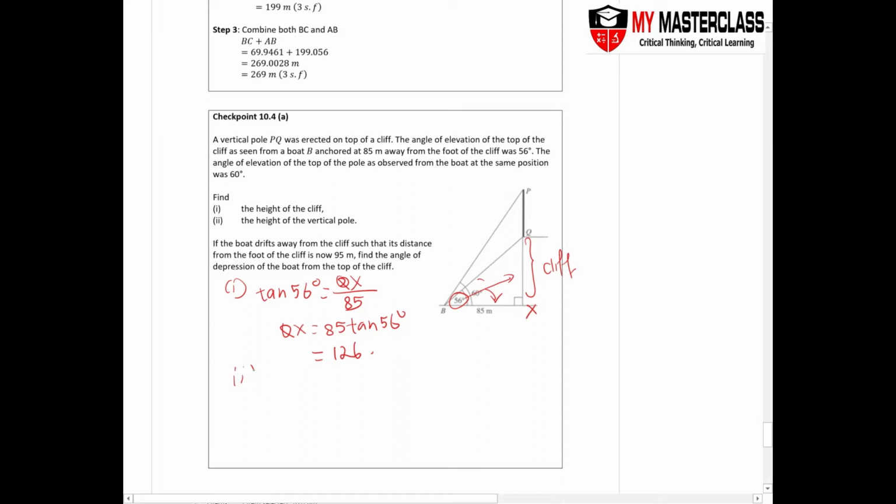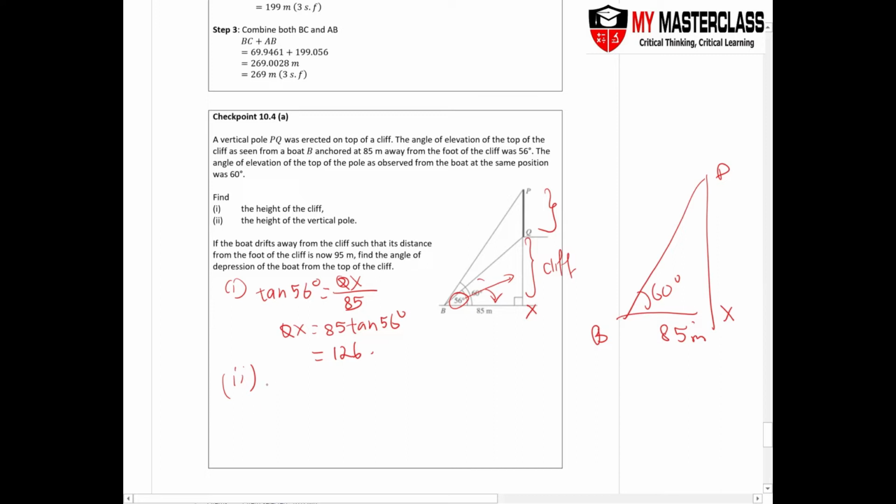Alright, so then part 2, they're asking you to find the height of the vertical pole. So what's the vertical pole? The vertical pole is just PQ, correct? So you just take the big triangle. So big triangle is PXB. So this is 60, right? This is 85 meters. So PX.